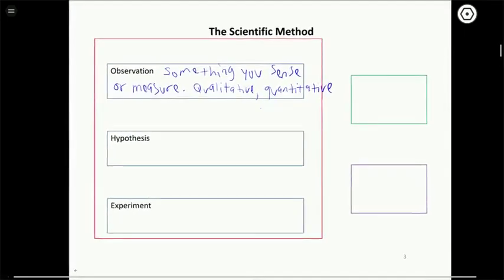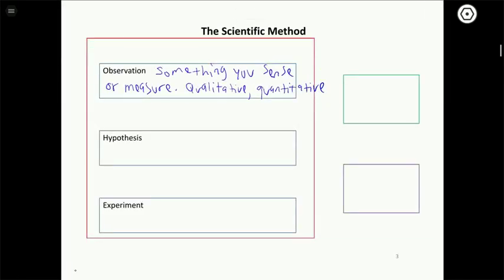All right, so there's qualitative and quantitative measurements. Qualitative ones are the ones that are more, I guess, subjective or more based on your senses. So, for example, the sky is blue is a qualitative observation, or Professor Teese looks strange. That would be another qualitative observation.